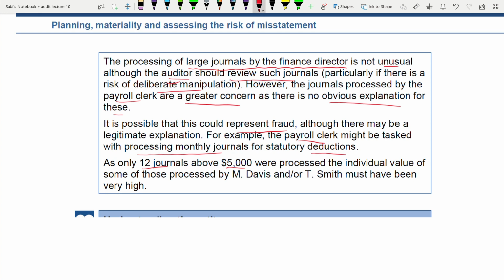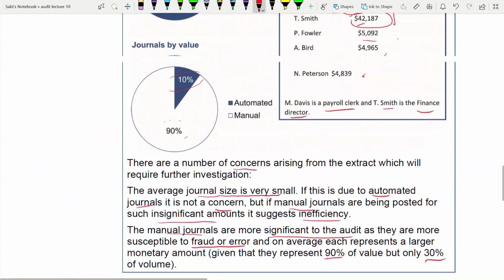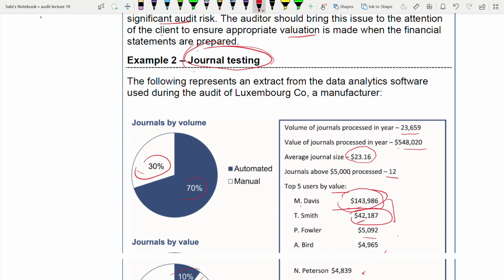So if you go by the individual value by T. Smith or M. Davis, this must be very high. Just see the value. 143,986, very much above 5,000. Even this 42,187, it's very high. Okay.